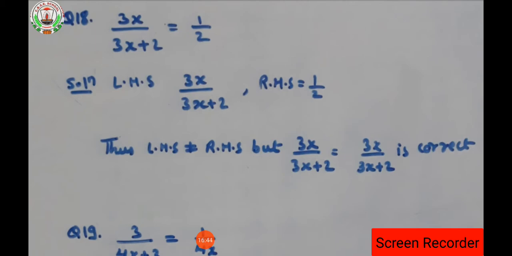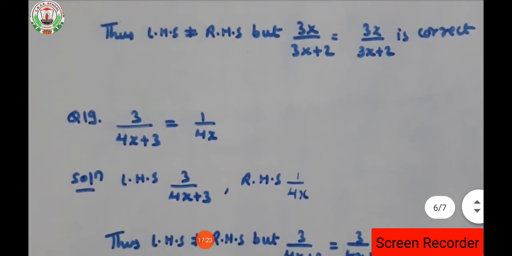Okay. Now, what is the question we are having in 18? That is 3x upon 3x plus 2 is equals to 1 by 2. RHS is 3x upon 3x plus 2, that cannot be solved anymore. Looking at LHS and RHS of the question, it is clear that both are not equal. But the correct statement will be 3x upon 3x plus 2 is equal to 3x upon 3x plus 2, the correct mathematical statement. And what is the error in this? The error is 1 by 2.